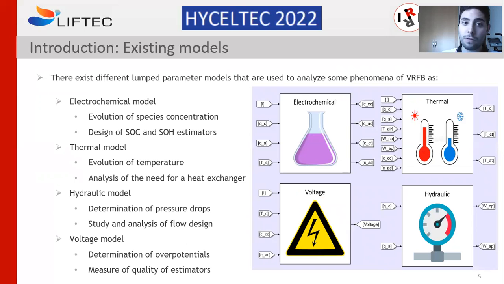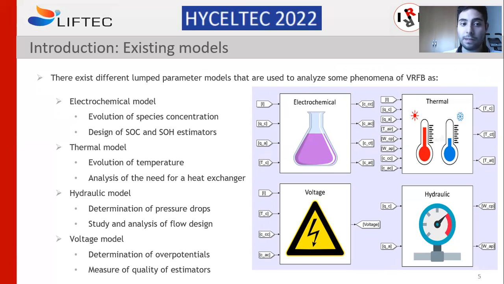So inside the use of lumped parameter models, there exist different models for the vanadium redox flow battery that consider different phenomena. On the one hand, we can find the electrochemical model, whose function is to define the behavior of the chemical species inside the battery. In this case, it allows to present the evolution of the vanadium or the protons and water ions species inside the battery. This type of models, electrochemical models, are used to design different estimators, such as the state of charge and state of health estimators.